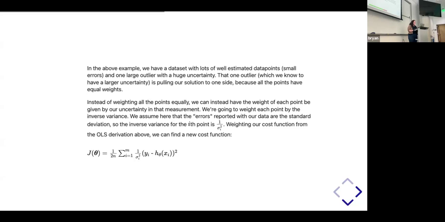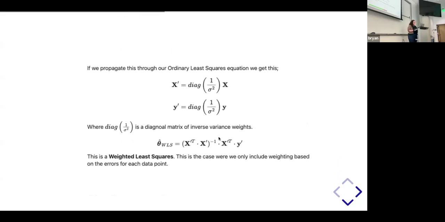We have our cost function. The original one was just the residual squared. Now we're going to weight it with our uncertainties. We can propagate this through the ordinary least squares equation. When we do, we're going to get this.